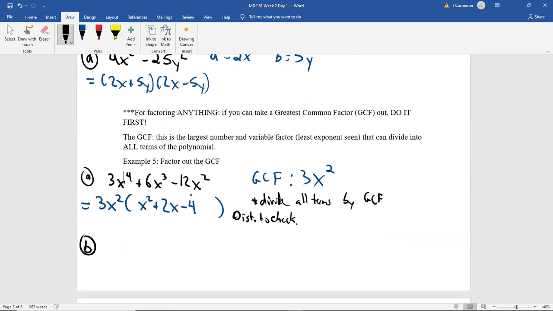We'll do one more and we're going to call it a day. We're going to factor a GCF out. 15x to the 3rd, 25x to the 2nd, plus 5x.